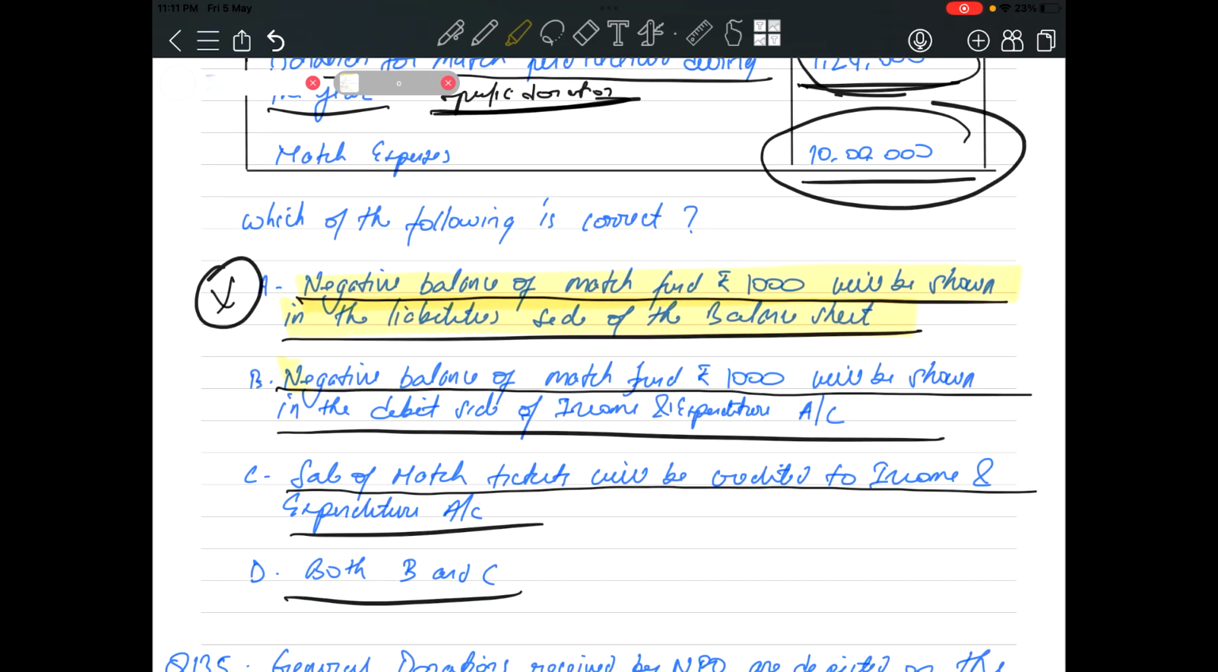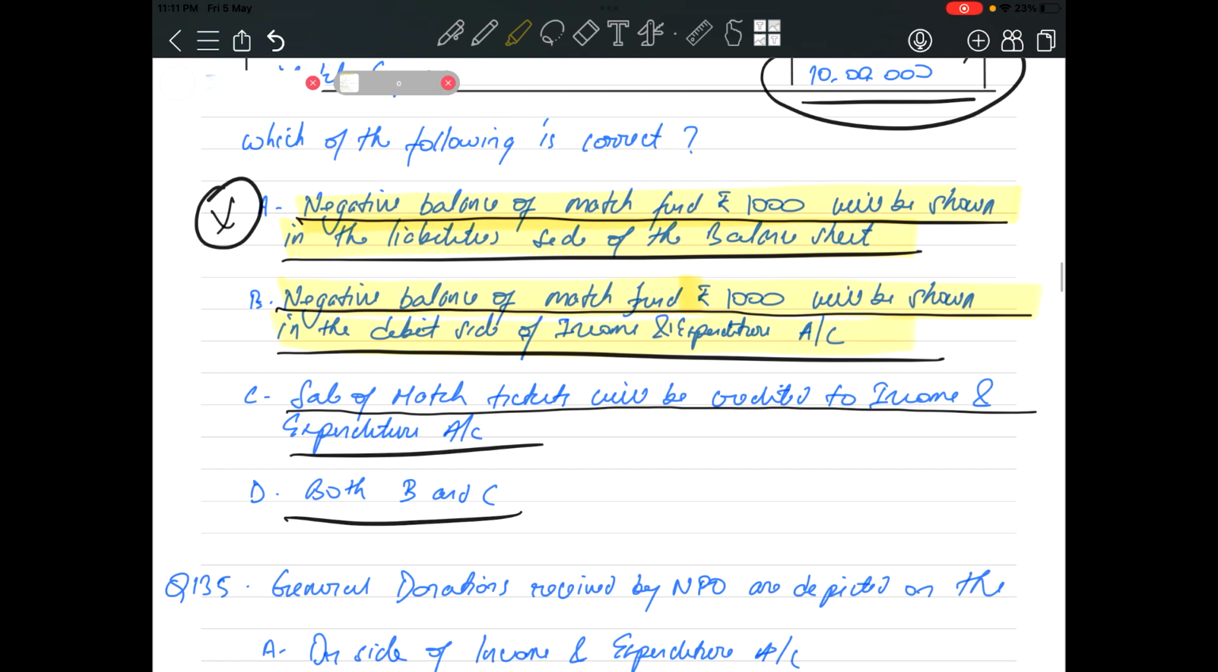Okay, option B, negative balance of match fund rupees 1,000 will be shown in the debit side of income and expenditure account. Yes, this can be a valid point. Sale of match tickets will be credited to income and expenditure account. Okay, will it be credited to income and expenditure account? No, it will be debited to receipt and payment account. Basically, receipt and payment account. Okay, it will not go to income and expenditure account. This is money which we have received.